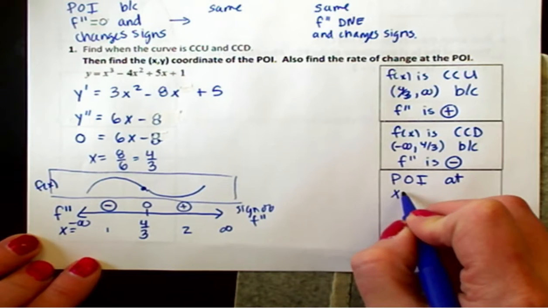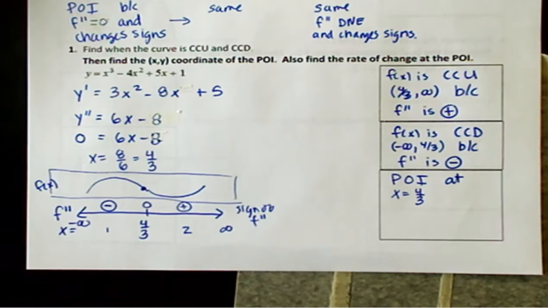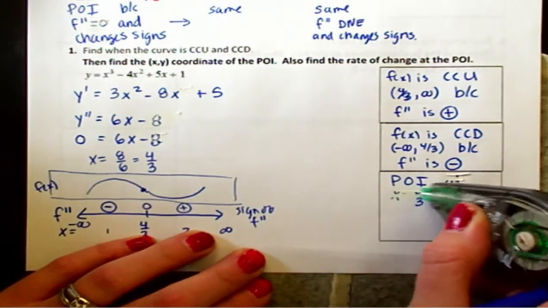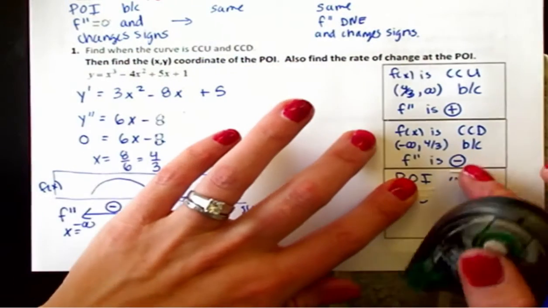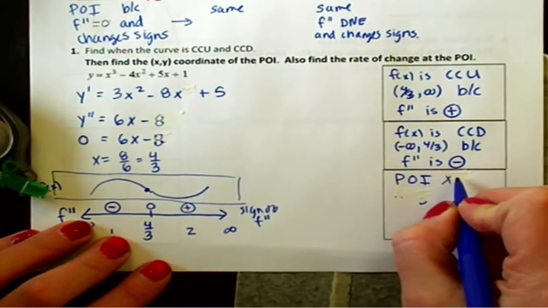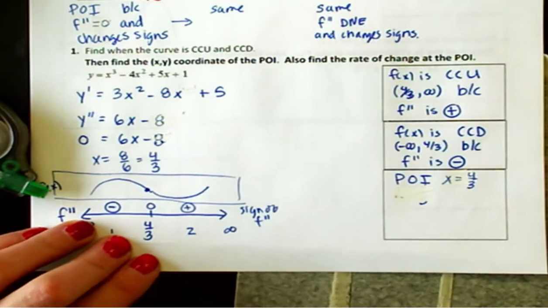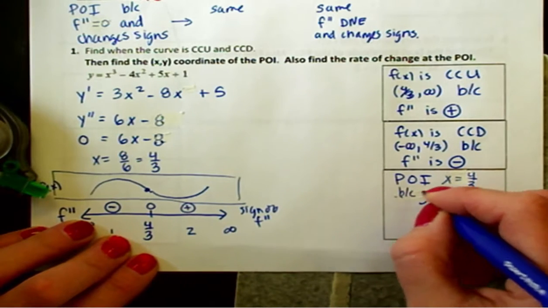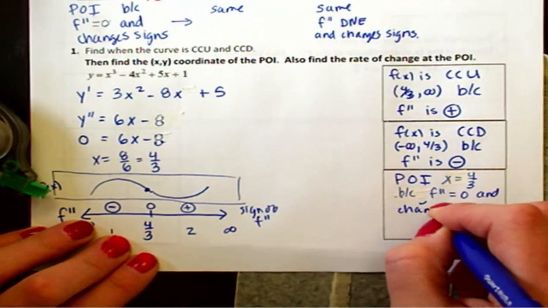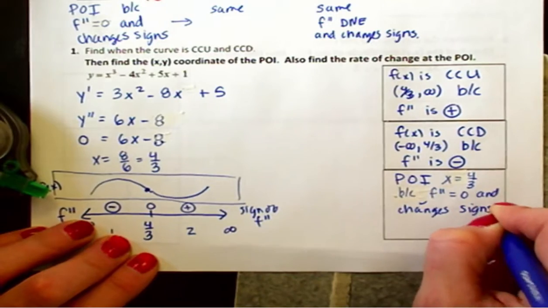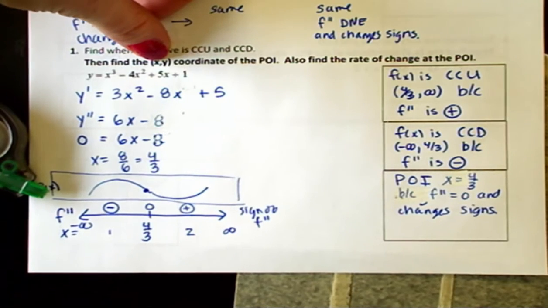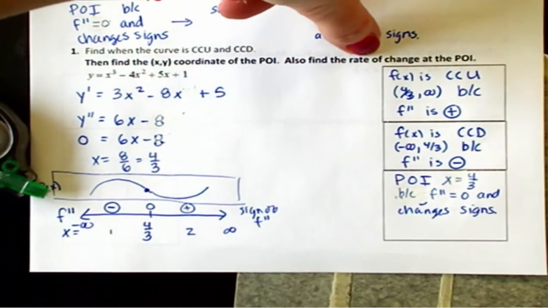At x equals 4/3, actually, I'm going to put this on the top line. So we've got things to say here. Let's go back and read our directions. What else are we finding? Four-thirds, because f double prime is 0 and changes signs. Okay, it says find x and y. Then find the rate of change at that particular point.